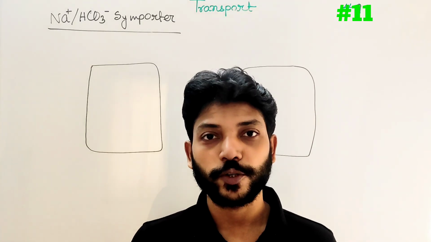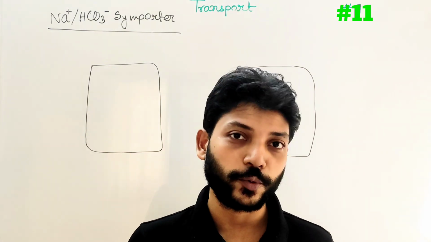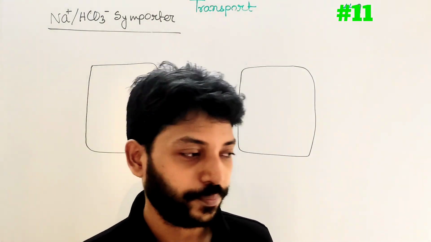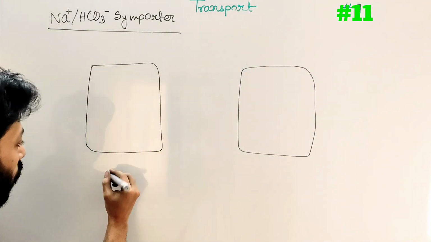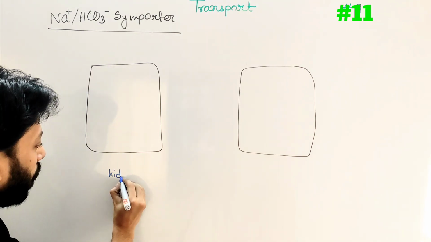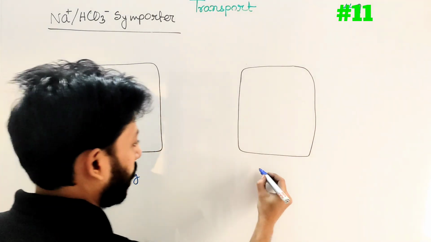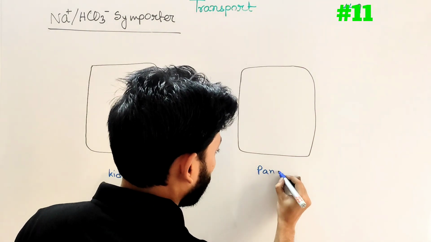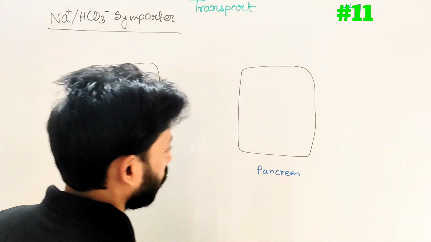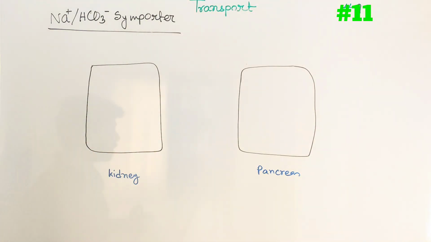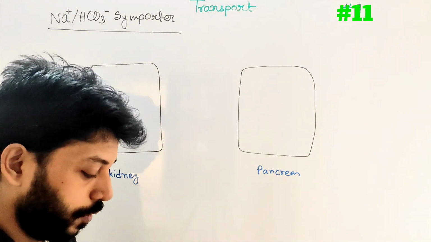Welcome everyone. Today we are going to learn about the role of sodium bicarbonate symporter in two different organs. So this is the example of kidney and this is the example of pancreas. Now in these two different organs, the sodium bicarbonate symporter plays different roles.